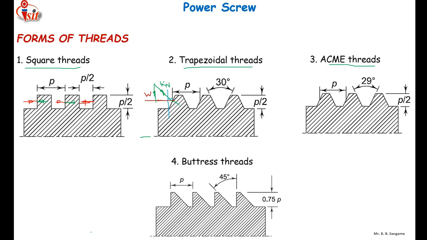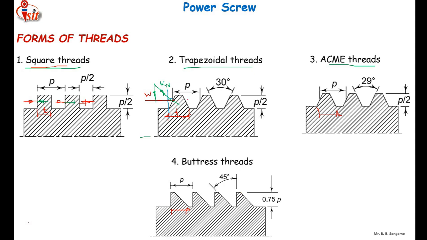One more disadvantage is there. If you see the thread profile, this is the width or thickness of thread at the root for the square thread, and this is the thickness of thread for trapezoidal thread and for ACME also. The width or thickness of thread at the root is more for trapezoidal, ACME as well as buttress threads, but for the square thread it is less. The thickness is less, so it offers less strength. So the strength of square thread is less as compared to trapezoidal, ACME and buttress threads.